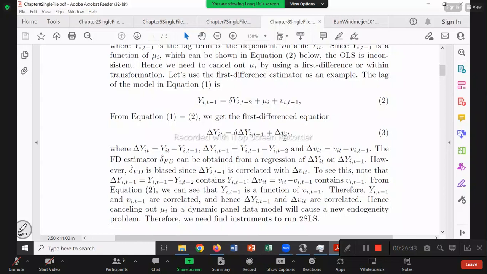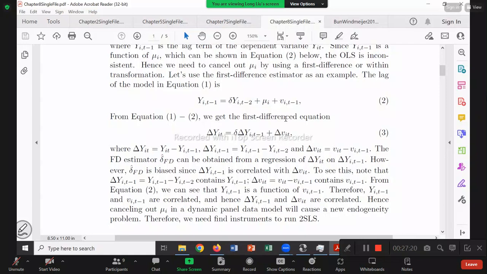That's why Anderson and Hsiao first proposed a solution. Later on, people realized we have even more instruments, more than necessary. As long as you find one instrument, it's enough. But basically, the more the better, right? You can find two instruments, three instruments. If you have many, many years before, you have many, many instruments. So the question is how to use these more than necessary instruments. We have so many instruments, how to use them efficiently?